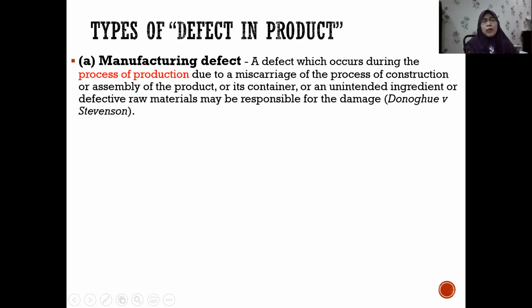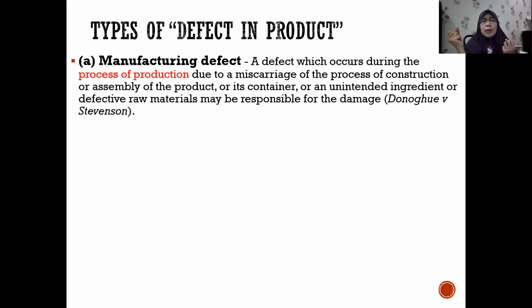It is a defect which happens during the process of production. What's the reason? Due to miscarriage of the process of construction or assembly, the way it is being assembled, or even its container, or an unintended ingredient, contaminated for example, or defective raw materials. So it could be any of these reasons that may be responsible for the damage, like what happened in Donoghue v Stevenson. Remember the snail in the bottle? A snail shouldn't be in a bottle of ginger beer. So that one is an unintended ingredient.